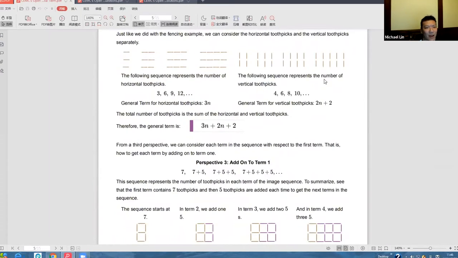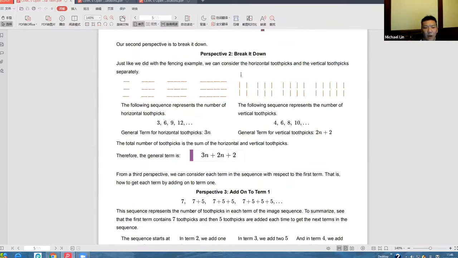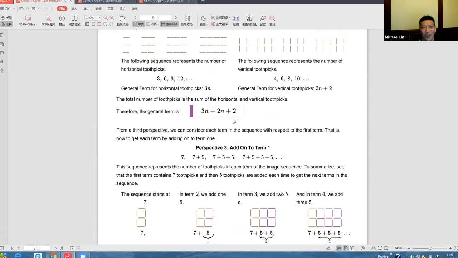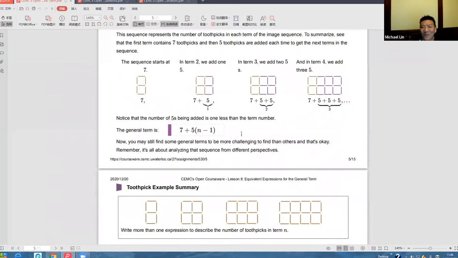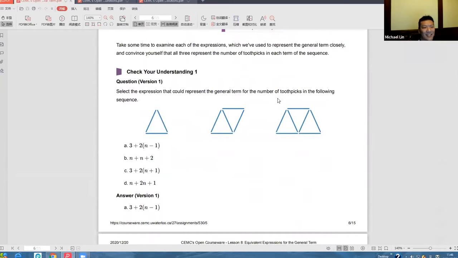Let's take a look at, so again, this is a linear pattern. It's adding by 5, term 0 is 2, so it's 5n plus 2, so it's nice and easy, okay? Again, we're not gonna go over perspective 2 and 3 because I think it's way too complicated. If you guys like to break it down this way, feel free to do so. I'm not smart enough to break it down that way, okay? I just like to do it the simple way, okay? I think it's the easiest.